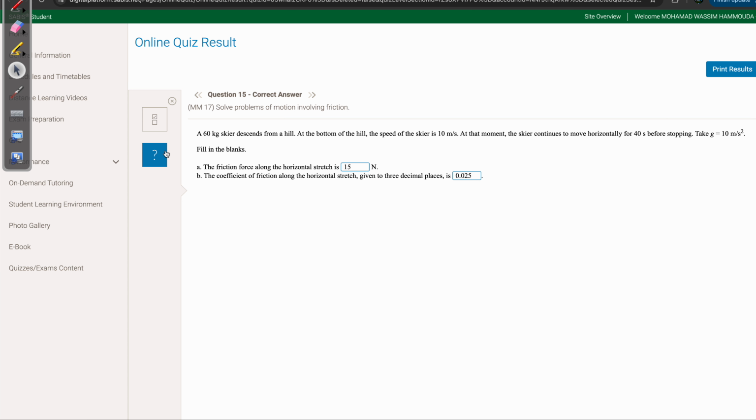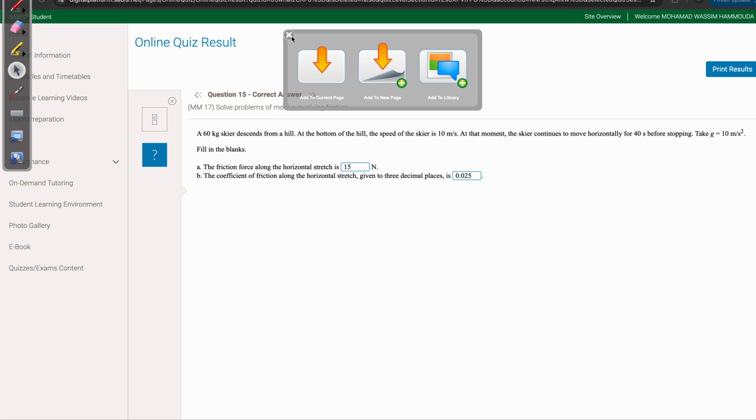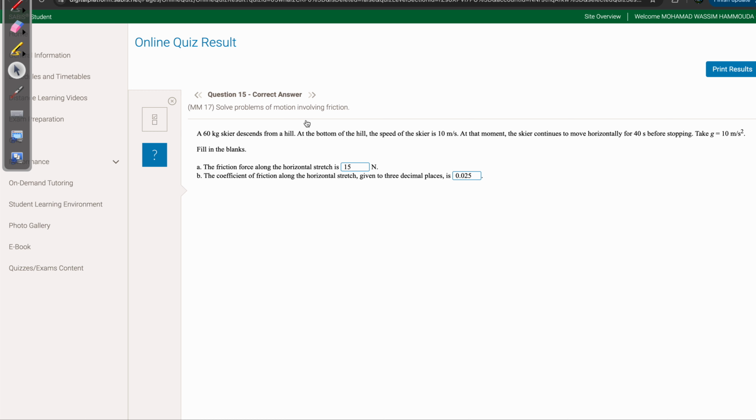A 60 kilogram skier descends from a hill. At the bottom of the hill, the speed of the skier is 10 meters per second. At that moment, the skier continues to move horizontally for 40 seconds before stopping. Take G is equal to 10.